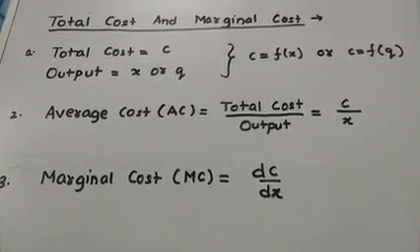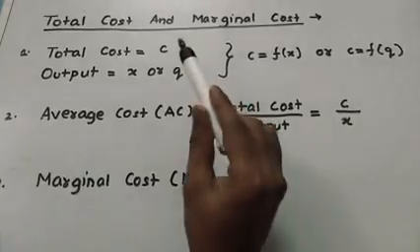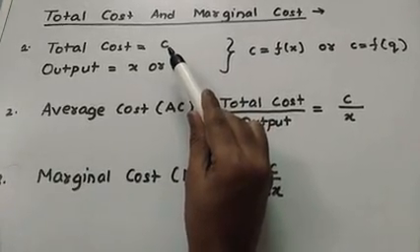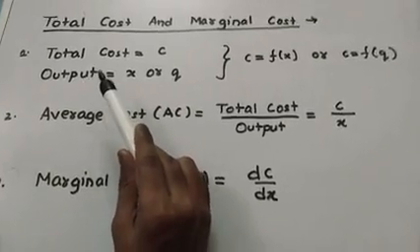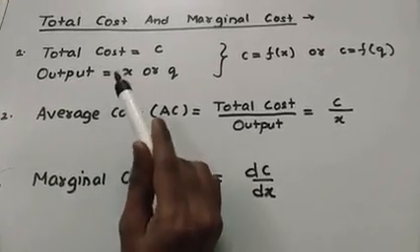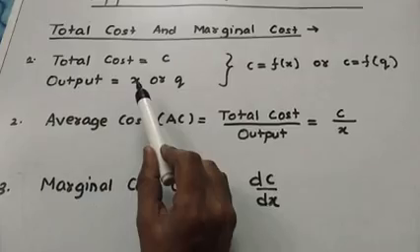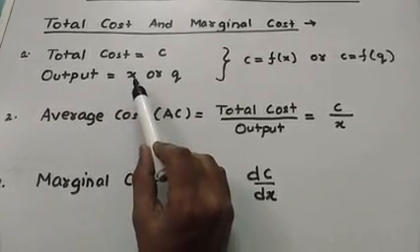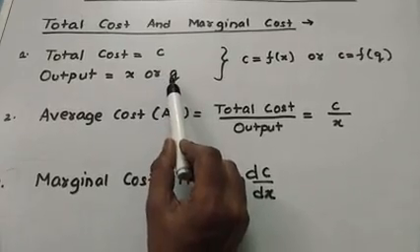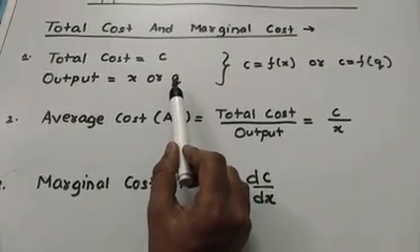Let us explain this. Total cost is always denoted by C. Now the output. There are two notations for output, depending on your question. If the question gives output as X, you will treat the whole question in X. Or if output is provided as Q, then you have to treat it as Q.